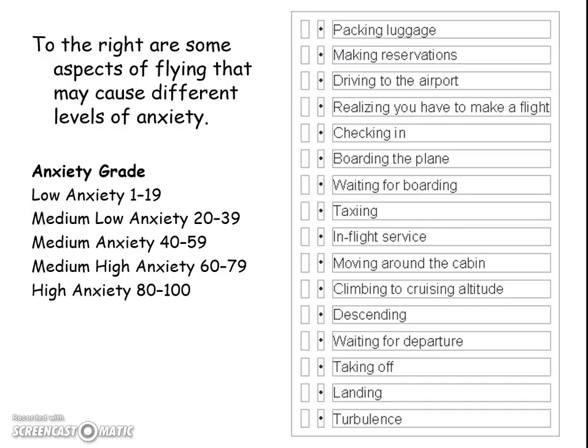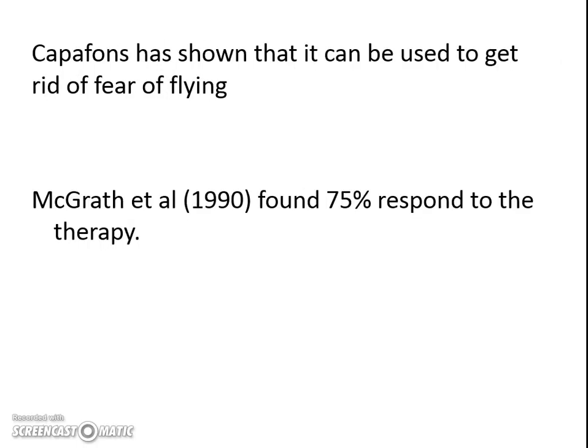This again works through classical conditioning. Relaxation techniques, so your meditation or your deep breathing, cause relaxation. That's UCS to UCR. You then associate, so the CS would be the thing that you're scared of. So in this case, taking off, if we go far enough up. Taking off gets associated with the relaxation techniques, which cause relaxation. So eventually the thoughts of the plane don't bother you anymore because taking off is linked to relaxation. McGrath and Capfons both show that this is an effective therapy.